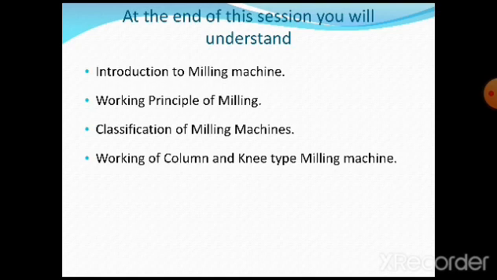In today's discussion we shall discuss the meaning of milling, that is, what is the working principle used in a milling machine, and what are the different types of milling machines. In that, the most commonly used is the column and knee type of milling machine, its working and its different parts. That is the topic of discussion in today's session.